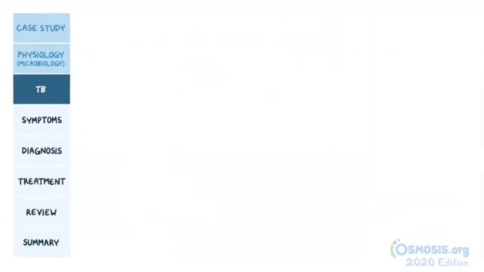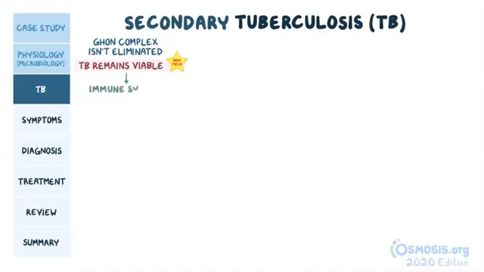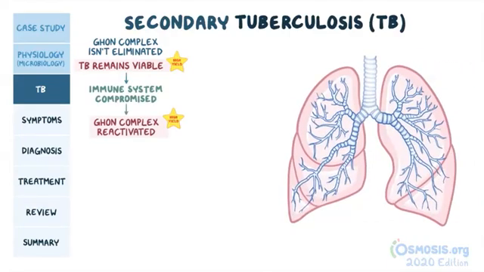However, if the TB bacteria in the Ghon complex isn't eliminated, we can get secondary tuberculosis. Even though the bacteria are walled off, they remain viable but latent. If and when a person's immune system becomes compromised, the Ghon complex can become reactivated, and the infection can spread throughout the lung parenchyma.